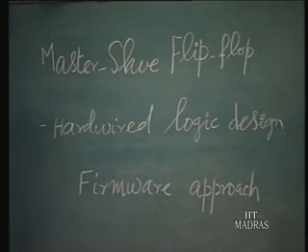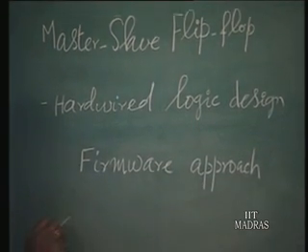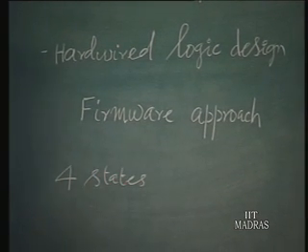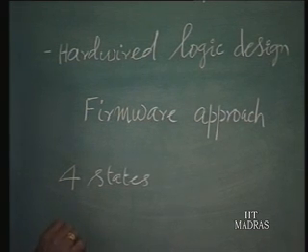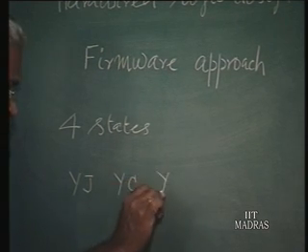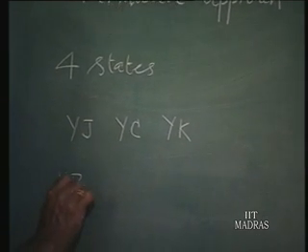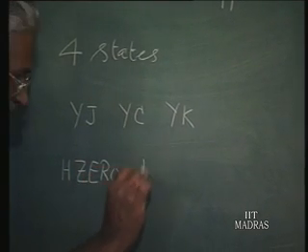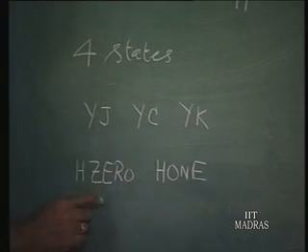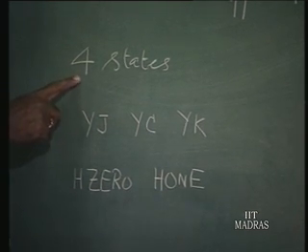What are they? We found that in the implementation of the master slave flip flop there were essentially 4 states, and it was accepting 3 inputs, that is yj, yc and yk, and it was generating 2 outputs, namely h0 and h1. In the process of accepting these 3 inputs and generating these 2 outputs, we found that the system goes through 4 states, that is more important.